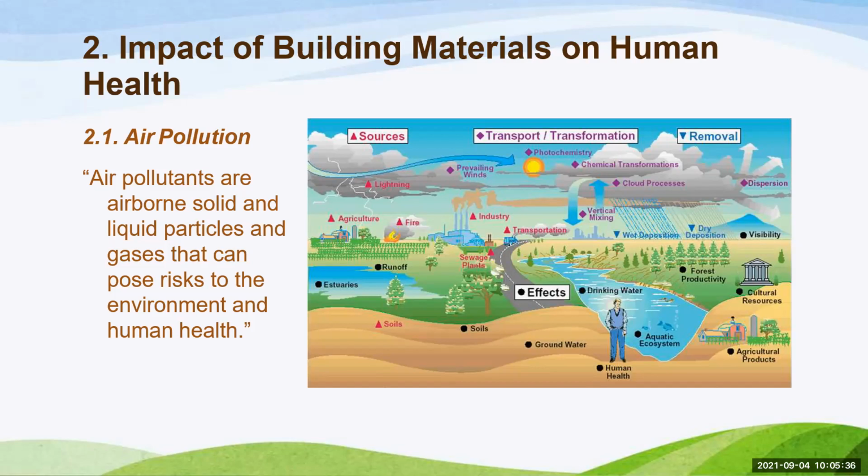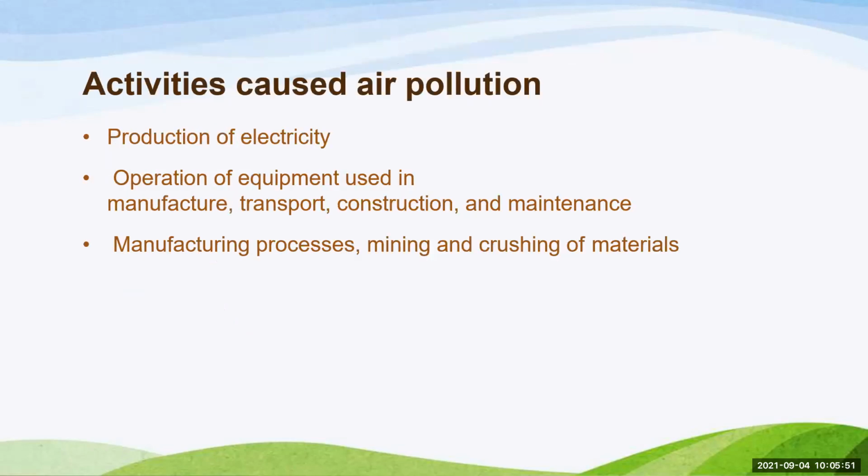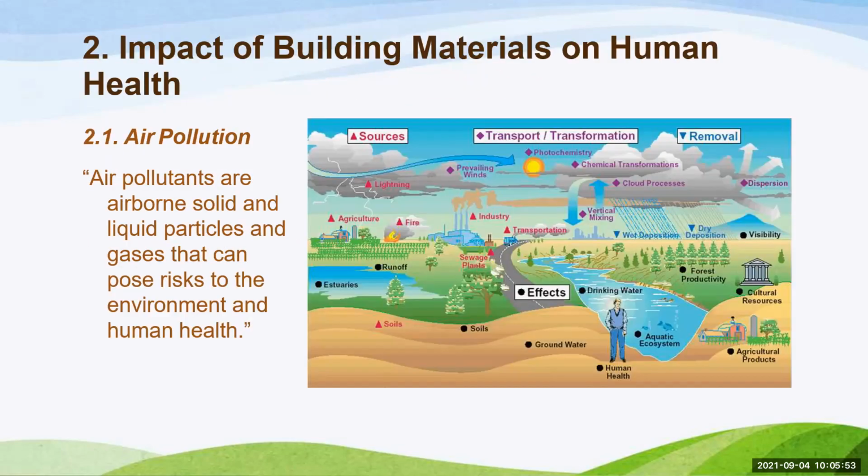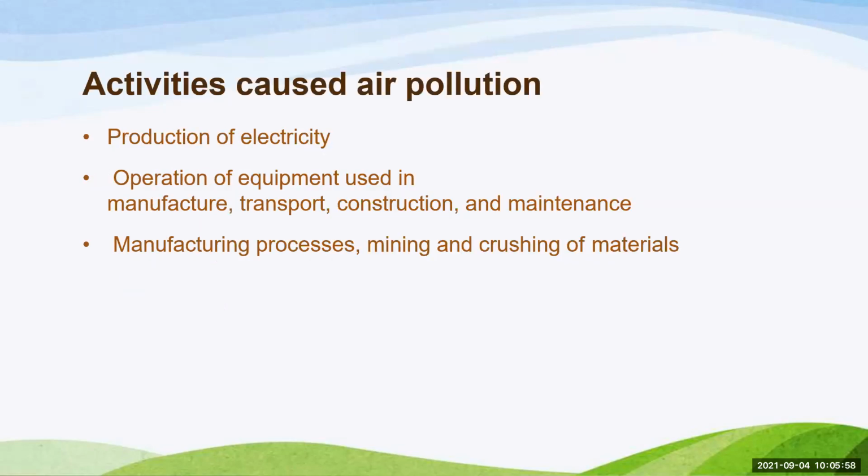The air pollutants are the airborne solid and liquid particles and gases that can pose risks to the environment and human health. This is considered in air pollution. Now, these are the activities that cause air pollution. Which type of activity causes air pollution? The production of electricity. Operations of equipment used in the manufacture, transport, construction, and maintenance. So these activities are the causes of air pollution.